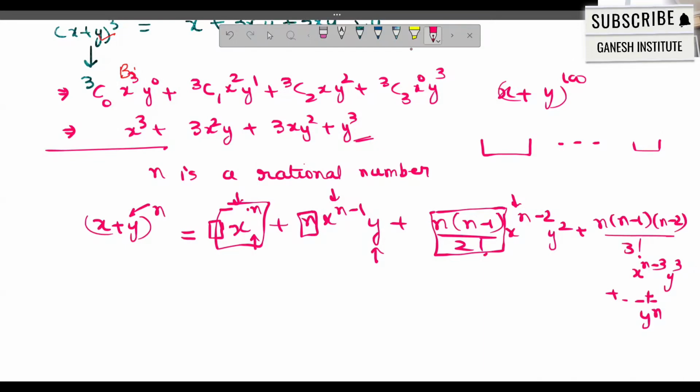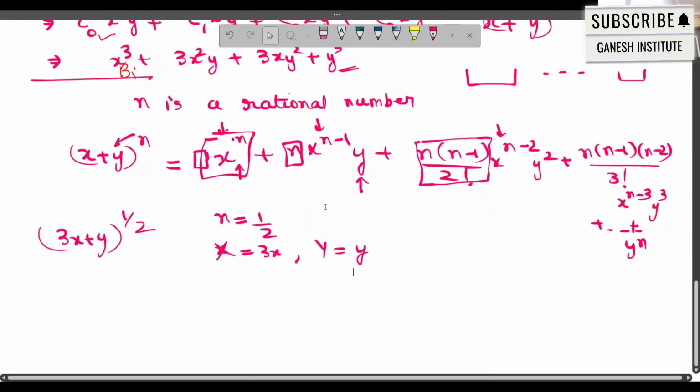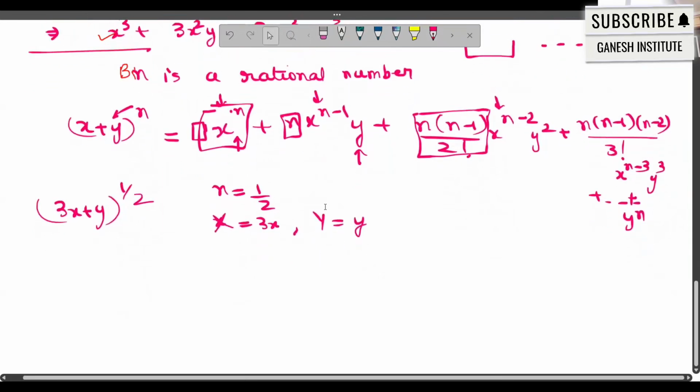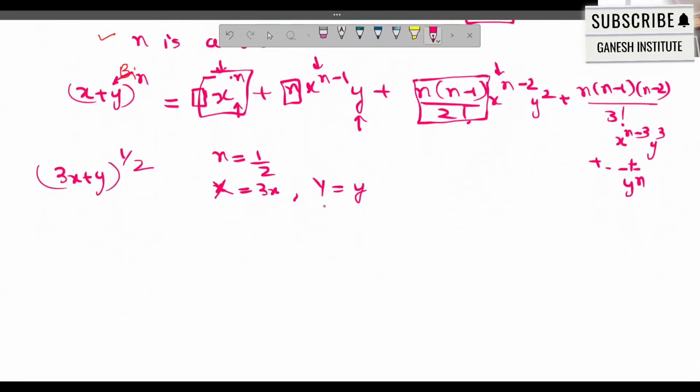So for instance, if I have to do, let's say, 3x plus y raised to power 1 by 2, could you please try? Here n is 1 by 2, x is 3x basically, and y is y.